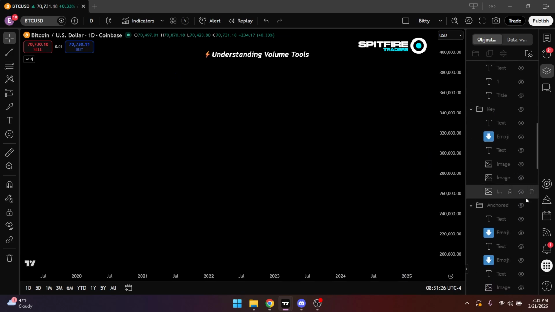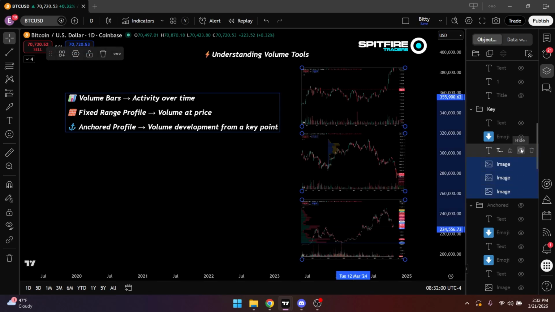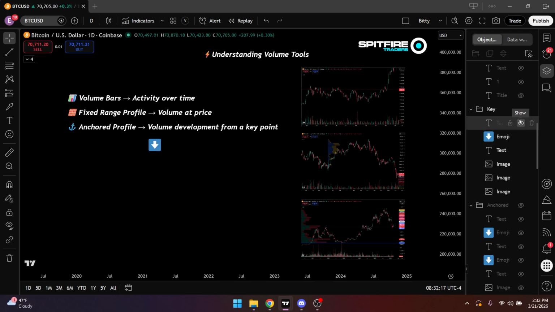Each tool gives you a different perspective. Volume bars show you activity over time. Fixed range volume profile shows volume at price. And anchored profile shows volume development from a key point. When you combine all three, you get a much clearer picture of strength, location, and context.